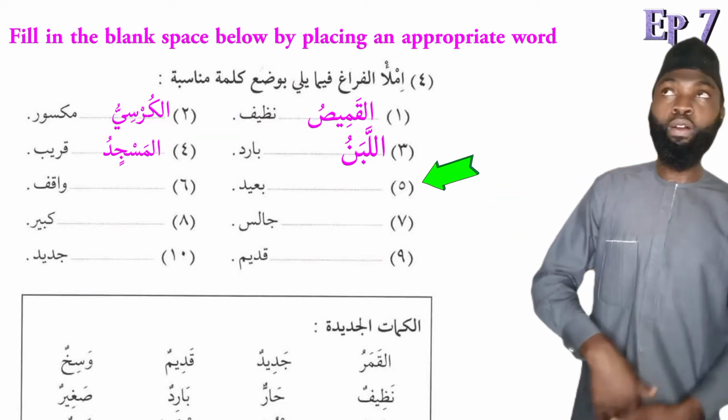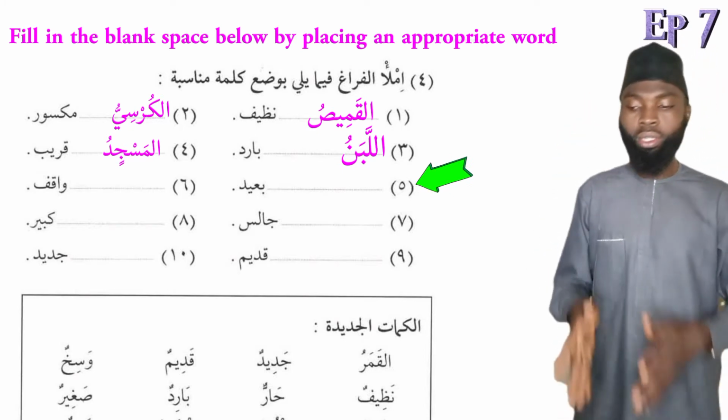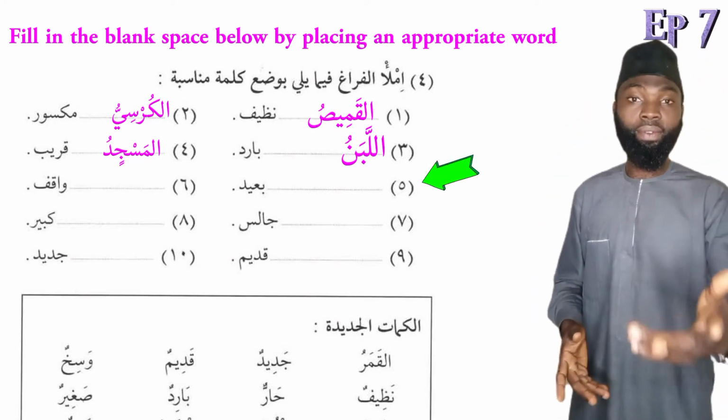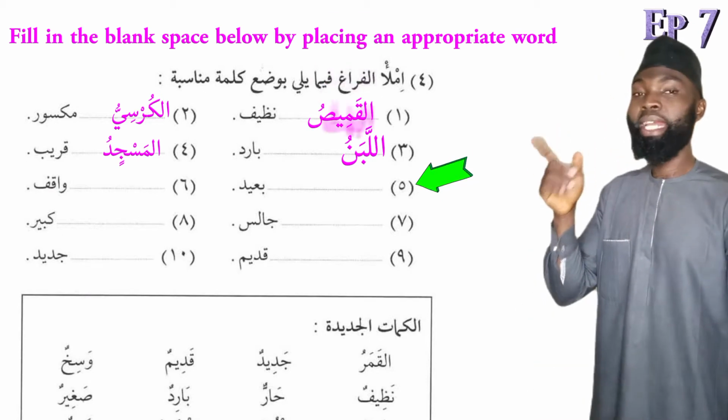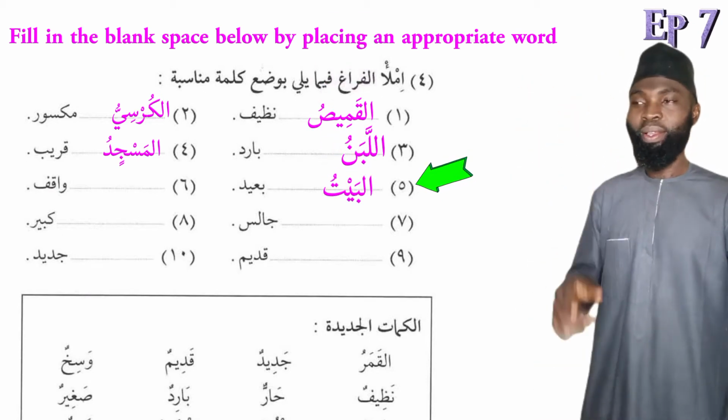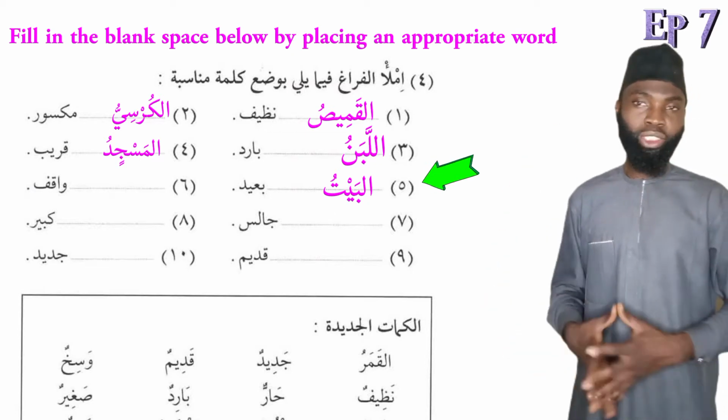Number 5, we have ba'idun. Ba'idun is the opposite of qaribun. So ba'idun, far. What is far? Good. We can simply say al-baytu ba'idun. The house is far. MashaAllah.